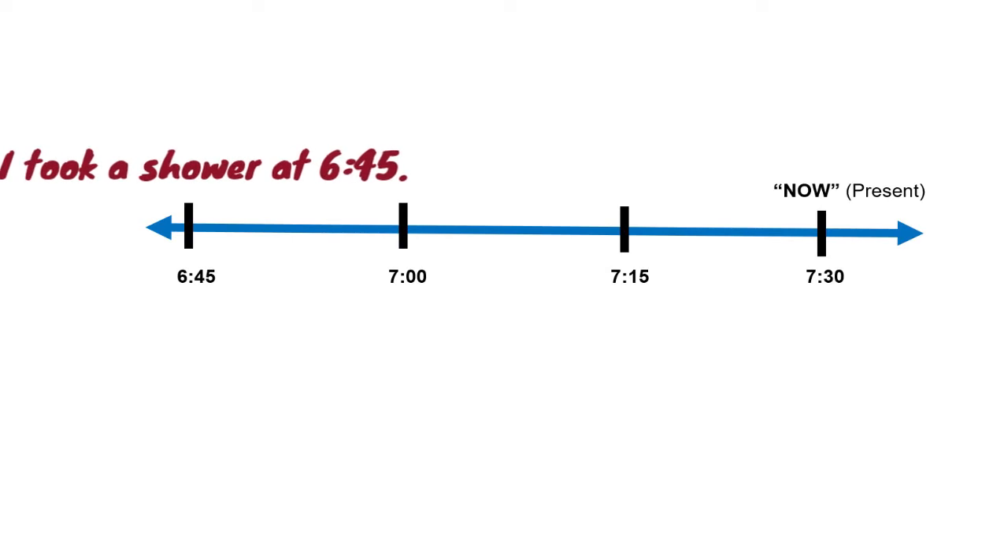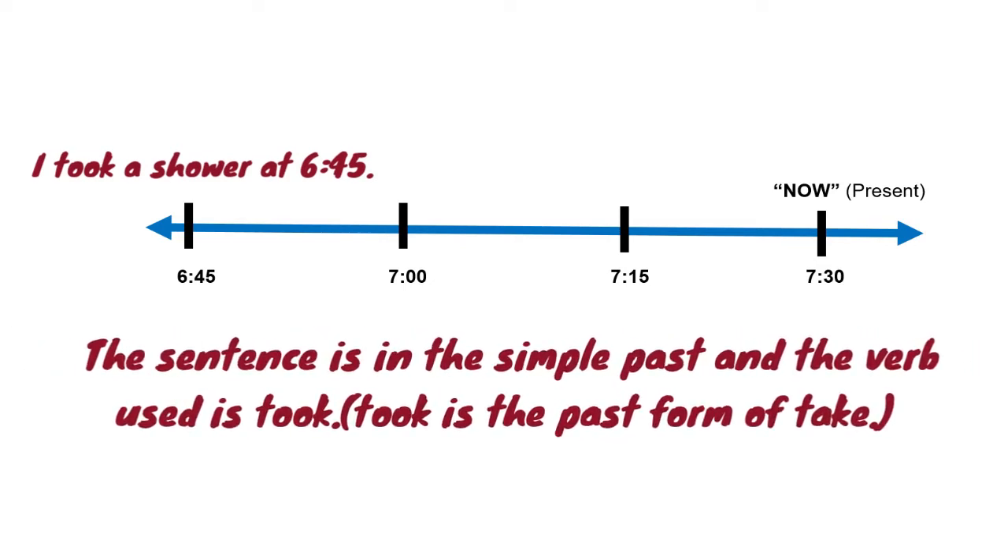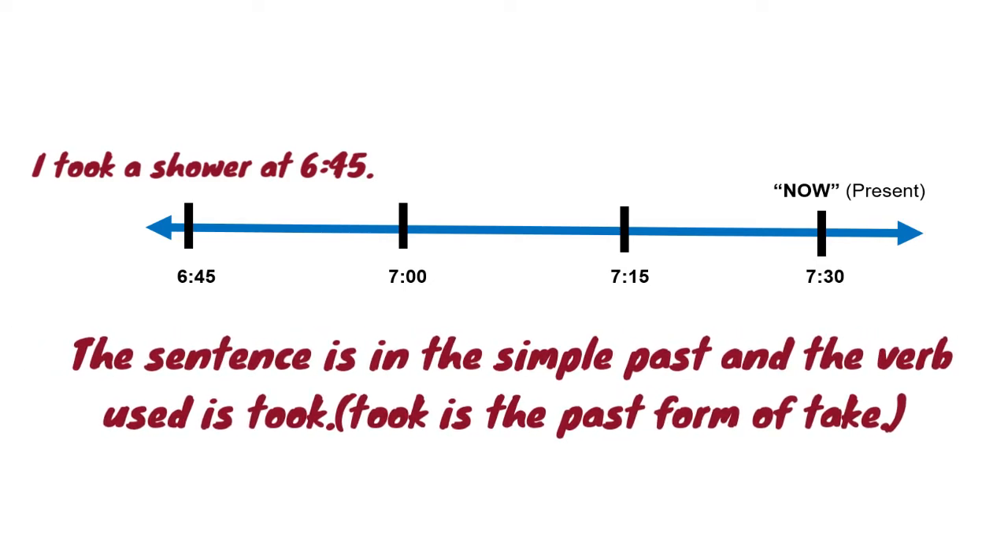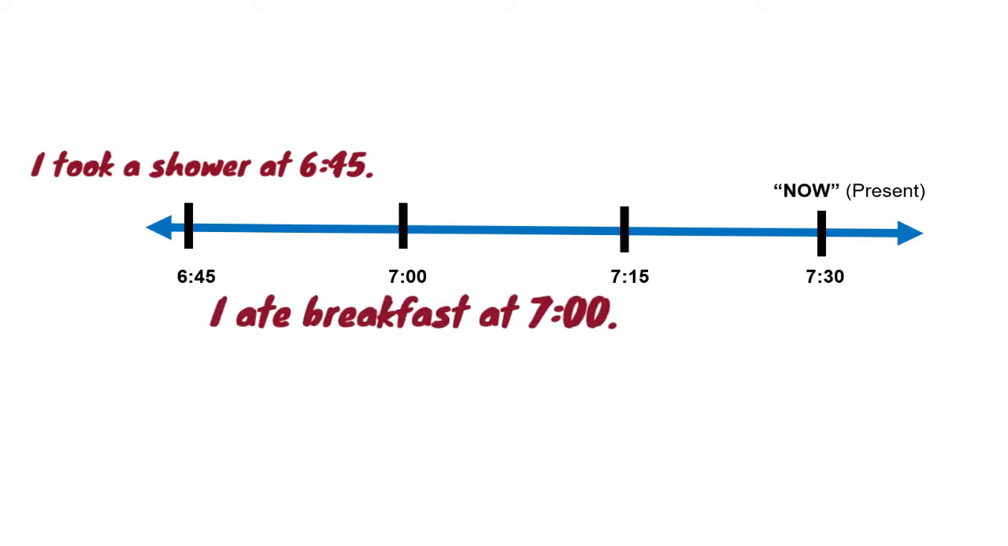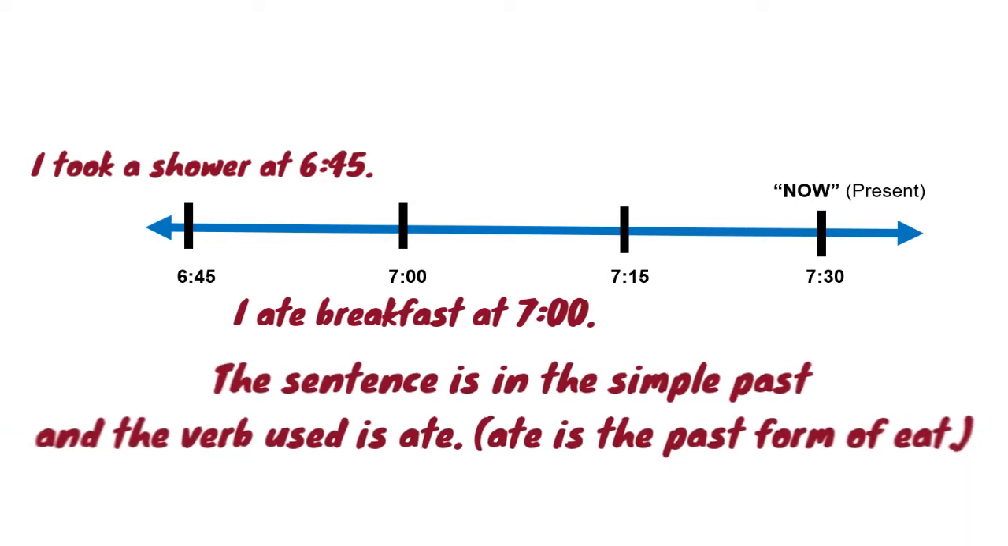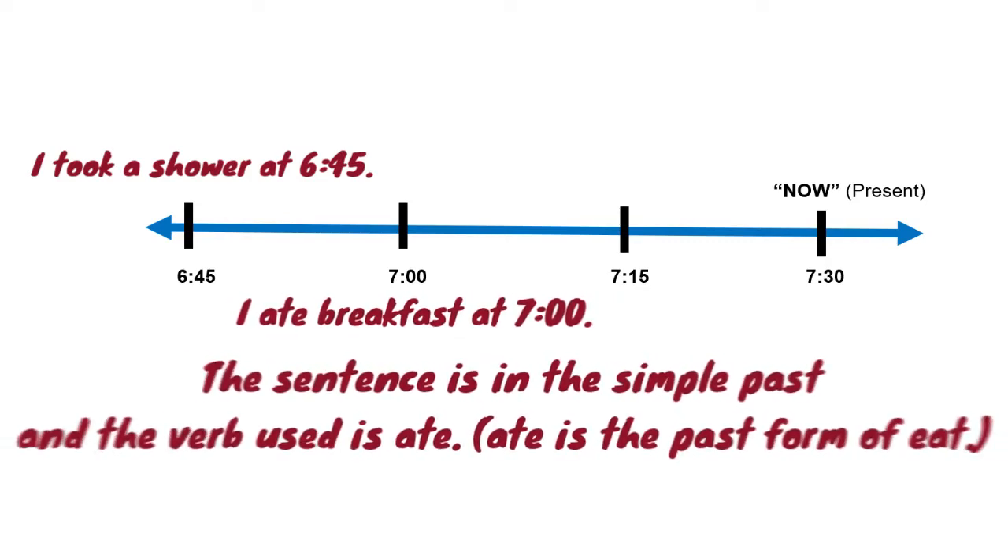Let's say that I took a shower at 6:45. The sentence is in the simple past and the verb used is took. Took is the past form of take. Next, I ate breakfast at 7 o'clock. The sentence is in the simple past and the verb used is ate. Ate is the past form of eat.